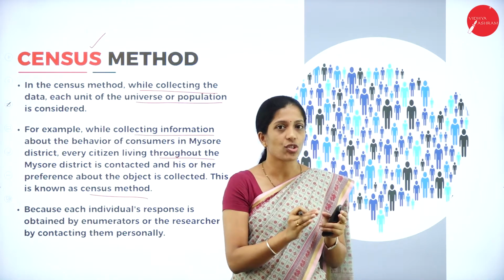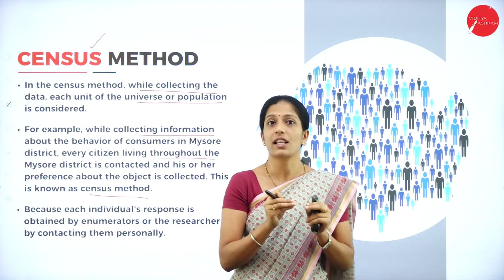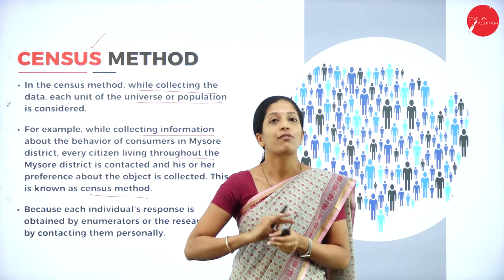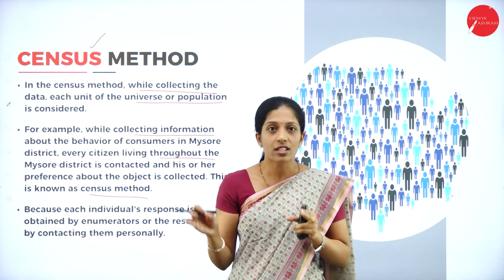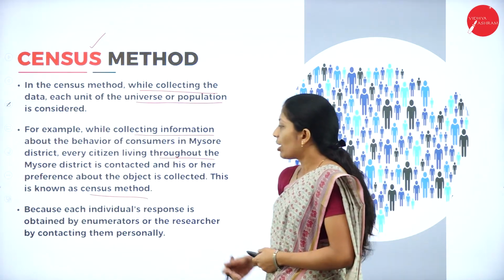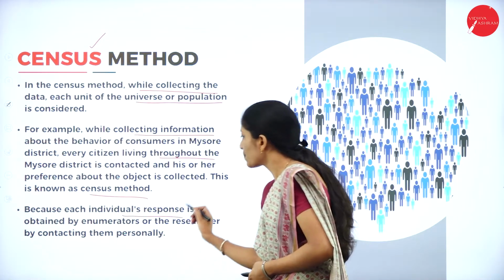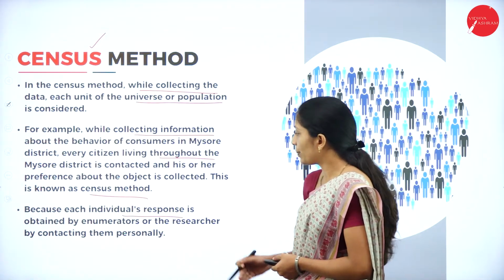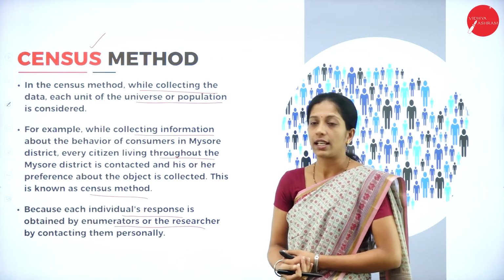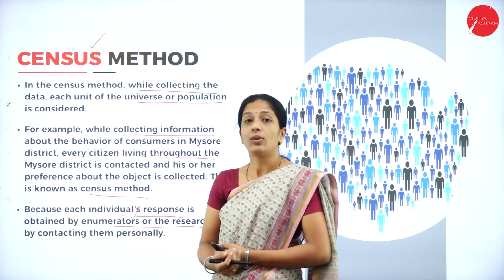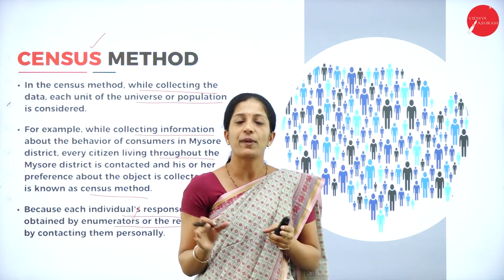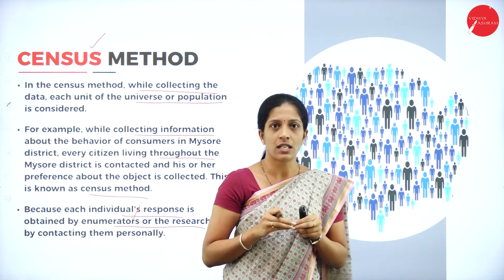Now, suppose it is a district, then the whole population of that particular district will be the respondents. Suppose they want to collect the information from the whole state, then the whole state's population will become the respondents for the researcher, because each individual's response is obtained by enumerators or the researcher by contacting them personally. Now, who are the enumerators? I have told you, if they select a particular state, then the whole population of that particular state will be the respondents.